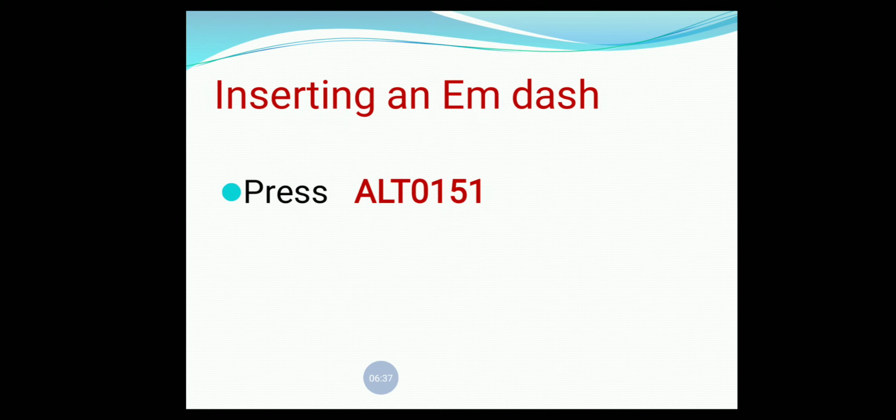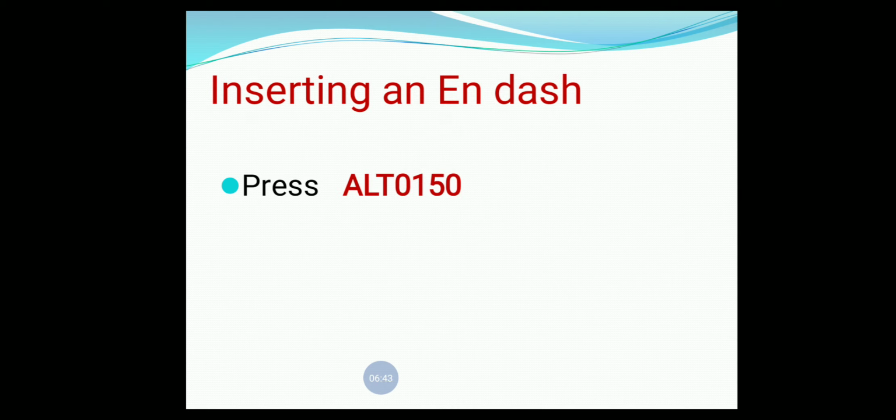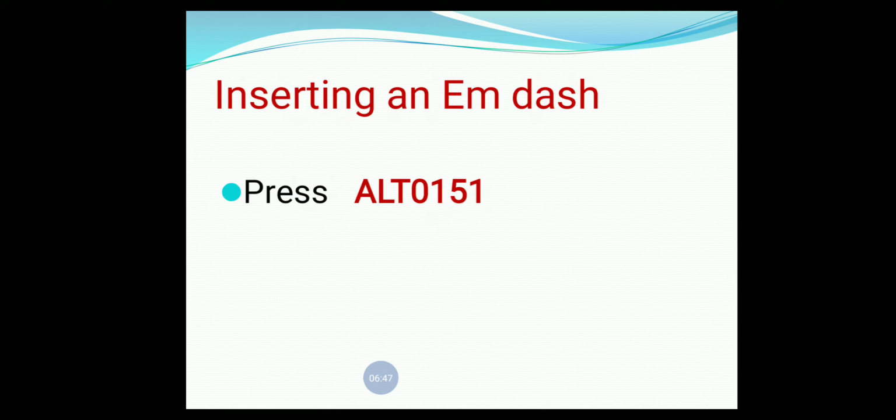Similarly, for M dash, press Alt 0151. Note, for N dash it was 0150 with the Alt button. For M dash it is Alt 0151. This is again the same way, keep it pressed. The moment you remove your hands from your keyboard, you get your M dash on the screen. Again, note, no spaces before or after. So these are your primary differences between your hyphens, M dashes and N dashes.